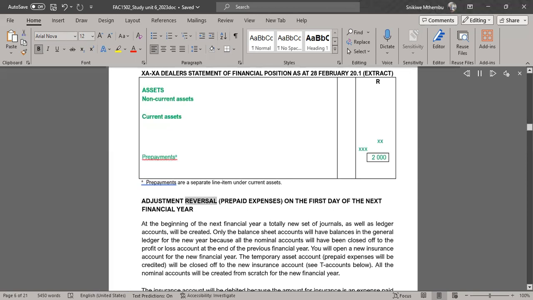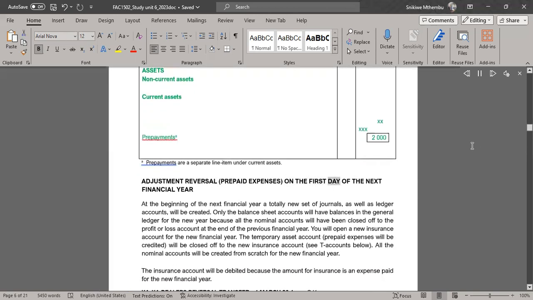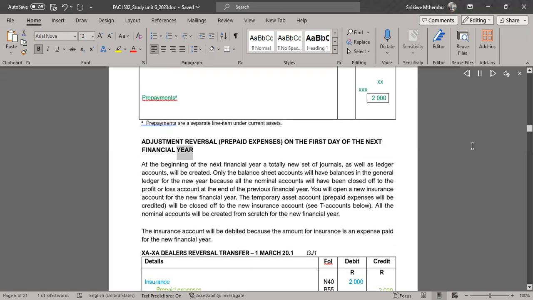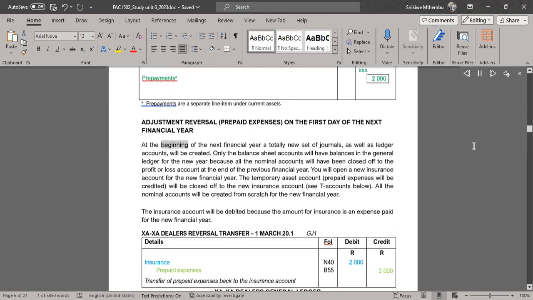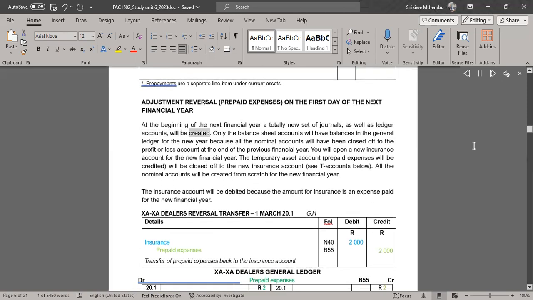Adjustment reversal, prepaid expenses, on the first day of the next financial year. At the beginning of the next financial year, a totally new set of journals, as well as ledger accounts, will be created. Only the balance sheet accounts will have balances in the general ledger for the new year because all the nominal accounts will have been closed off to the profit or loss account at the end of the previous financial year. You will open a new insurance account for the new financial year.